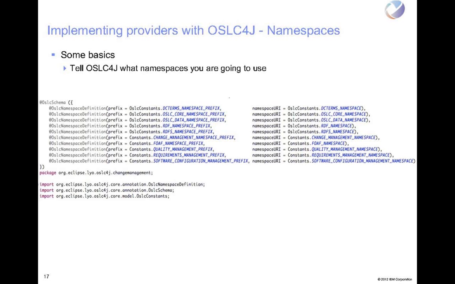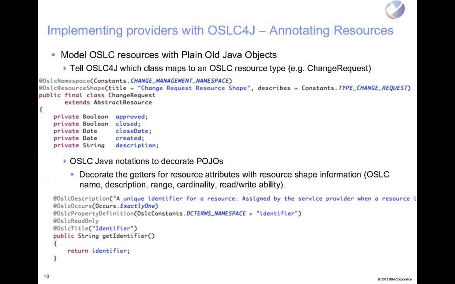Then you can start actually working with your actual OSLC resources. In this case, the example that I'm using is for change requests. This is for change management. So what I would have in OSLC for J is a class which maps to an OSLC resource type.